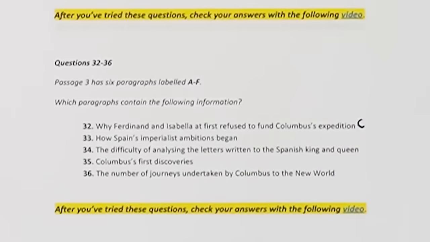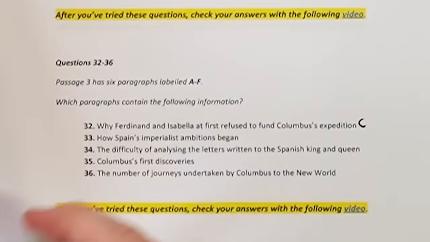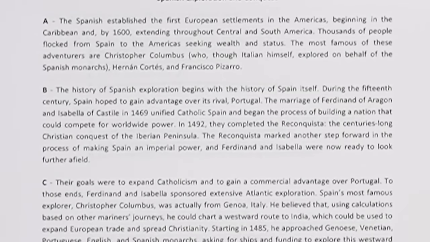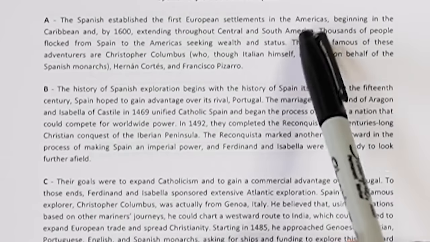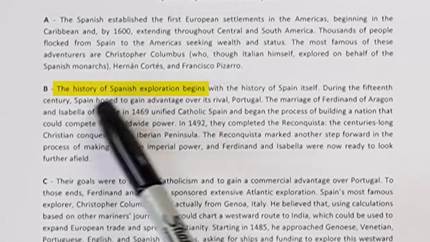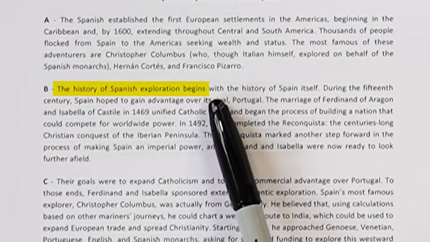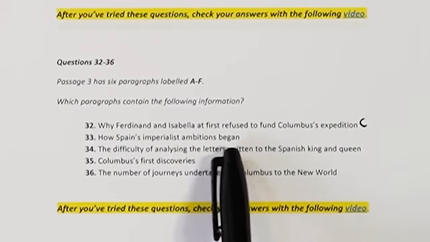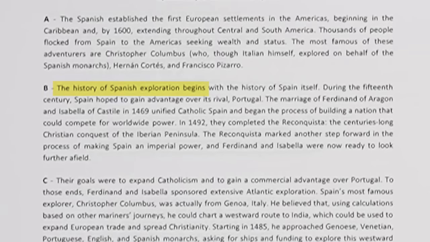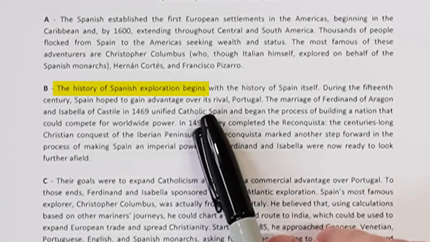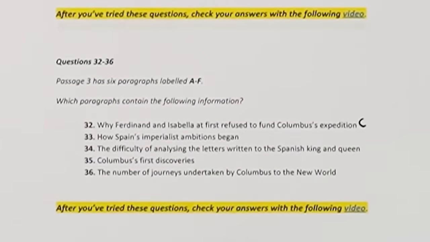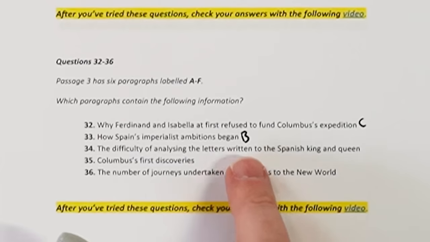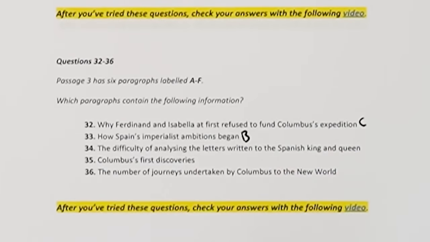C, how Spain's imperialist ambitions began. So the beginning of this was probably closer to the start. So this is just really giving some context. The history of the Spanish exploration begins. Let's double check that. How Spain's imperialist ambitions, the history of Spanish exploration. Yeah, it's that one. The difficulty of analyzing the letters written to the Spanish king and queen.